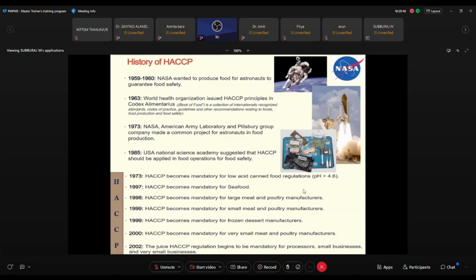So you see, there is a book known as the Book of Food. It is a collection of internationally recognized standards, codes of practice, guidelines and other recommendations related to food production and food safety. The Codex Alimentarius is still available on the website also. If you go, you can see the Book of Food by the Codex Alimentarius. All the things are wonderfully designed.